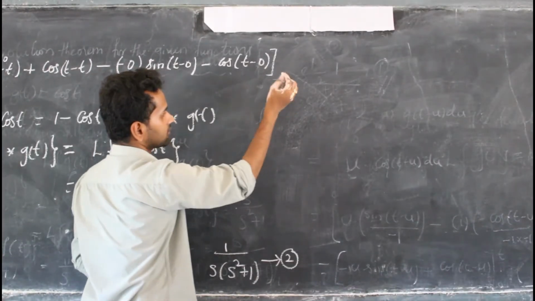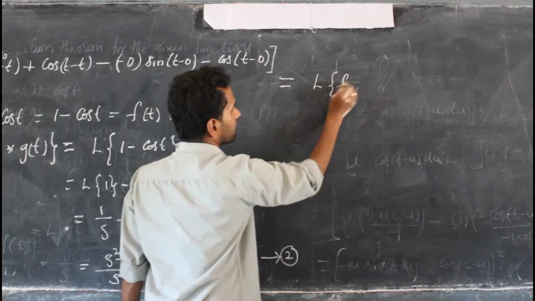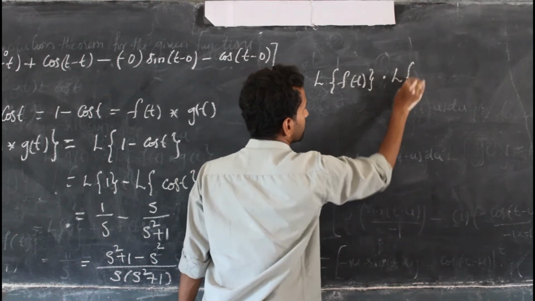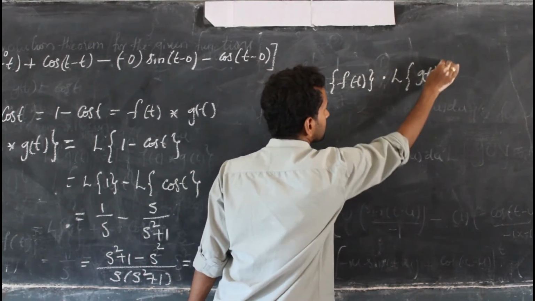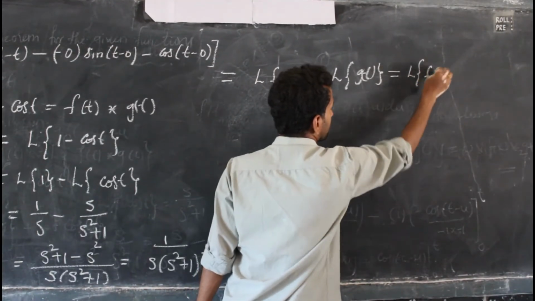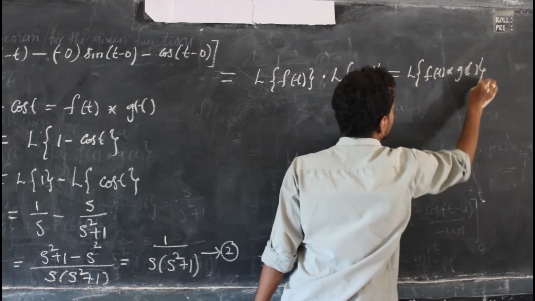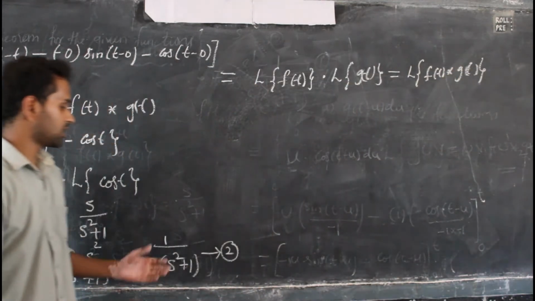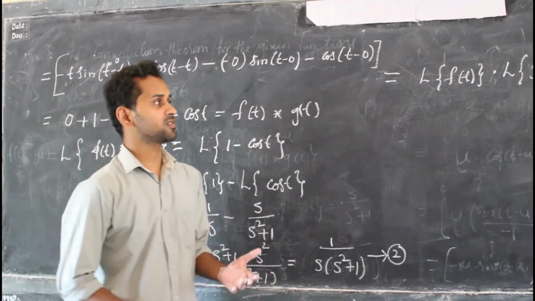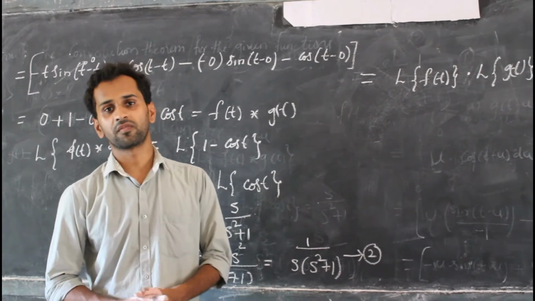Here, the Laplace transform of f of t into the Laplace transform of g of t equals the Laplace transform of f of t star g of t. So by comparing equation 1 and equation 2, the LHS and RHS of the convolution theorem are the same. So hence the theorem is verified.